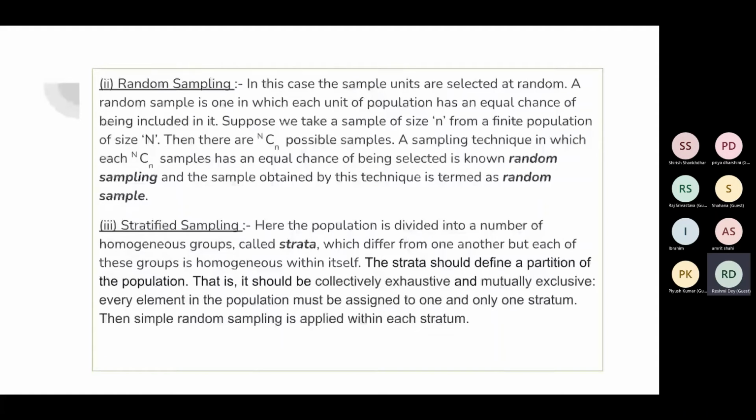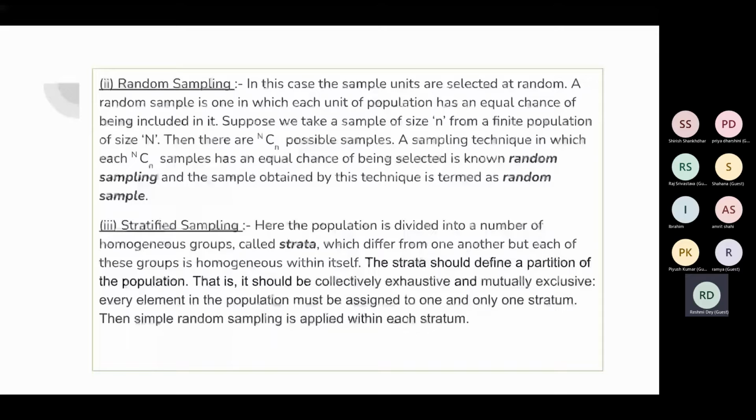Next, we come to stratified sampling. Here the population is divided into a number of homogeneous groups. By homogeneous group I mean groups which have the same sort of category, same sort of features. If I'm taking a class of students who are all 20 years of age and are all taking physics, then all their features are the same, like all of them are studying physics and all of them are of age 20.